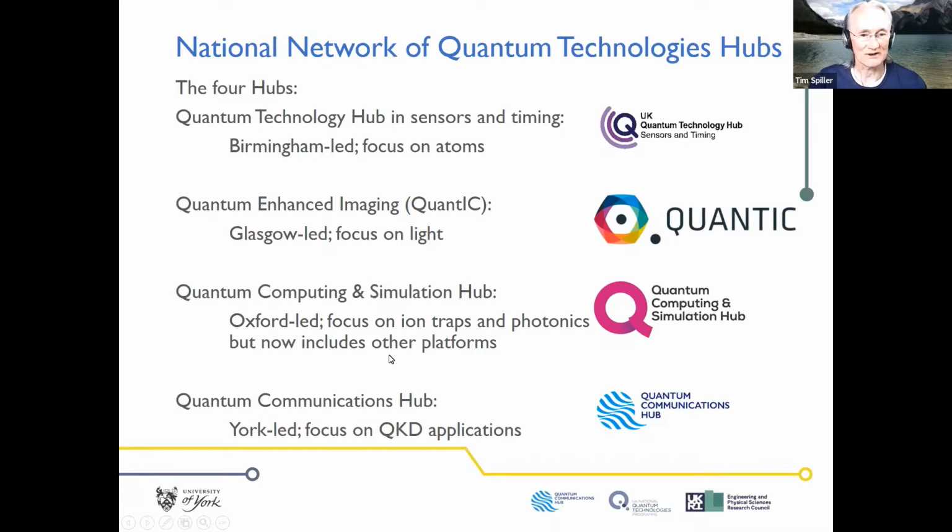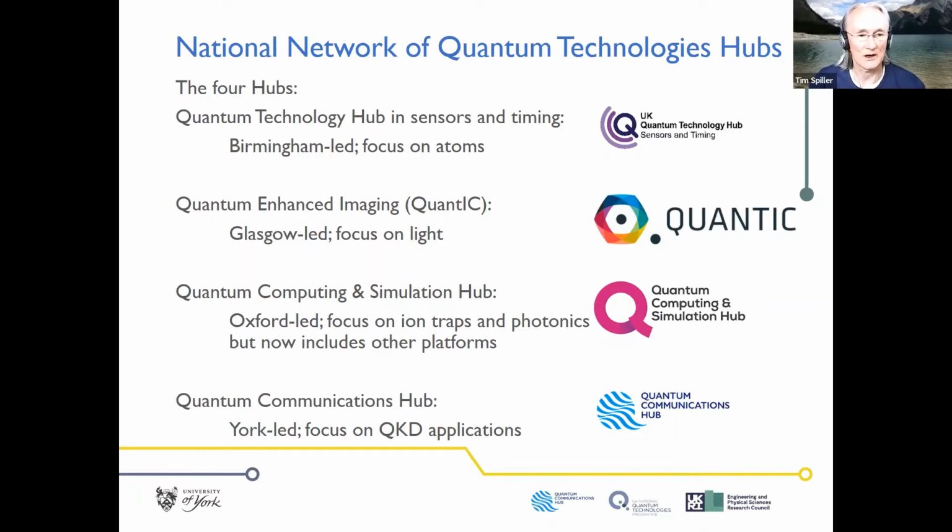The Quantum Computing Hub in phase 2 is called the Quantum Computing Simulation Hub. That's led by the University of Oxford. In phase 1, they very much focused strongly on ion trapping and connecting ion traps by photonics. In phase 2, they have expanded now to include other different platforms, including superconducting qubits and various other solid state approaches.